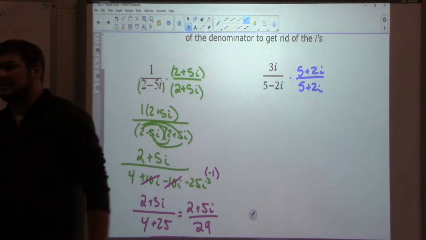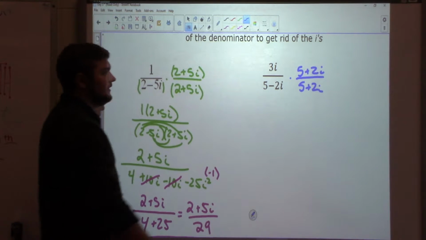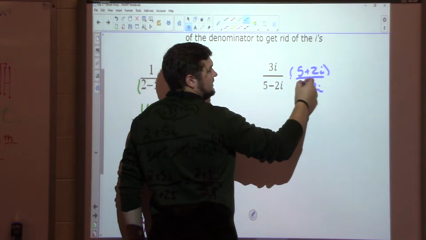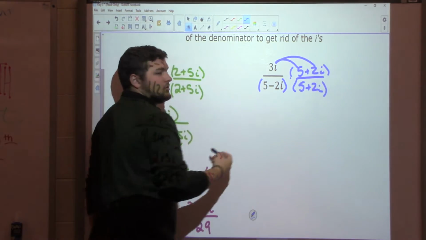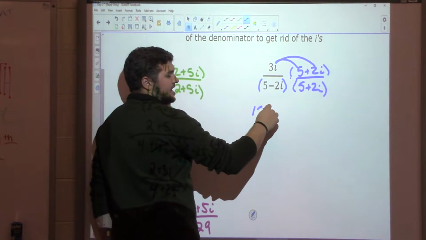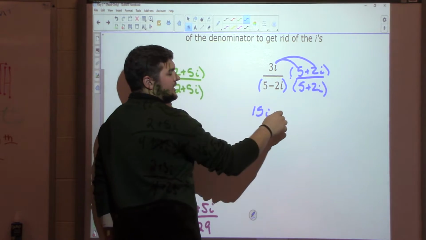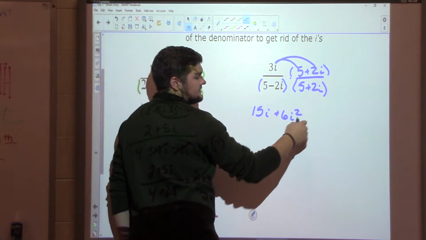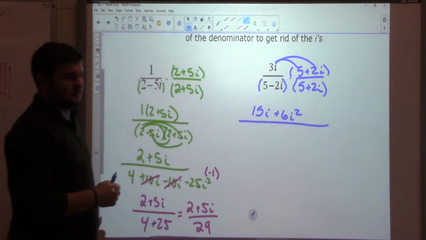Switch the imaginary sign. On top, I'm going to distribute 3i to both of those pieces. 3i times 5 is 15i. 3i times 2i is plus 6i squared. Whatever you do to the top, you have to do the bottom.